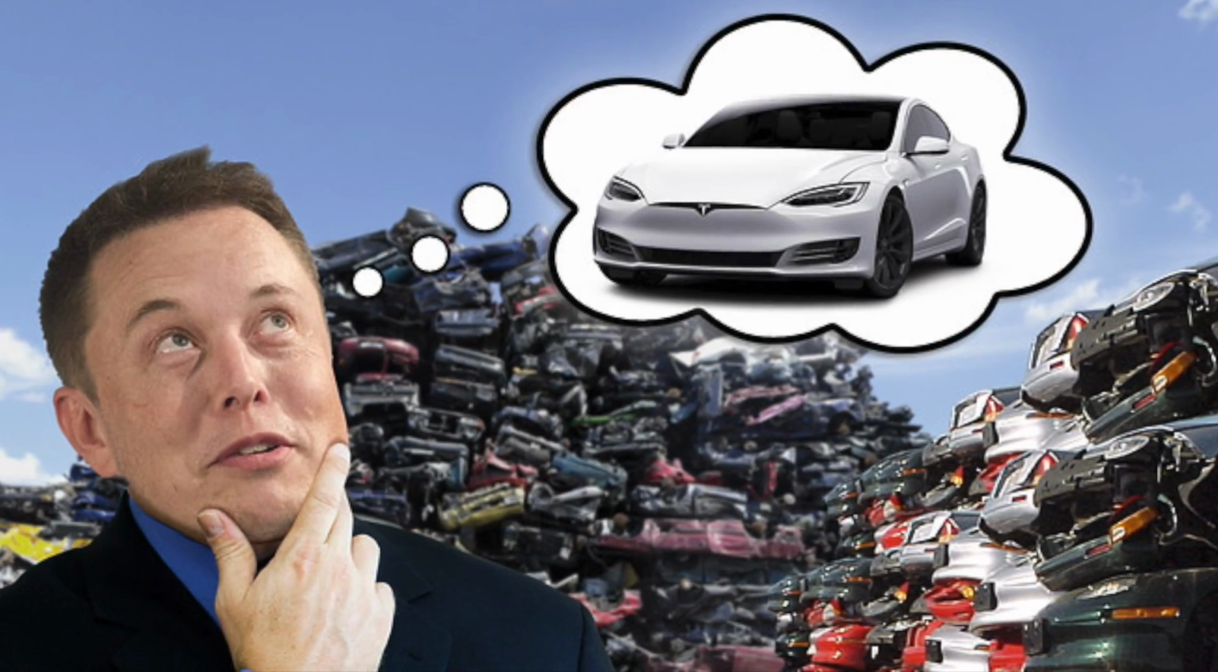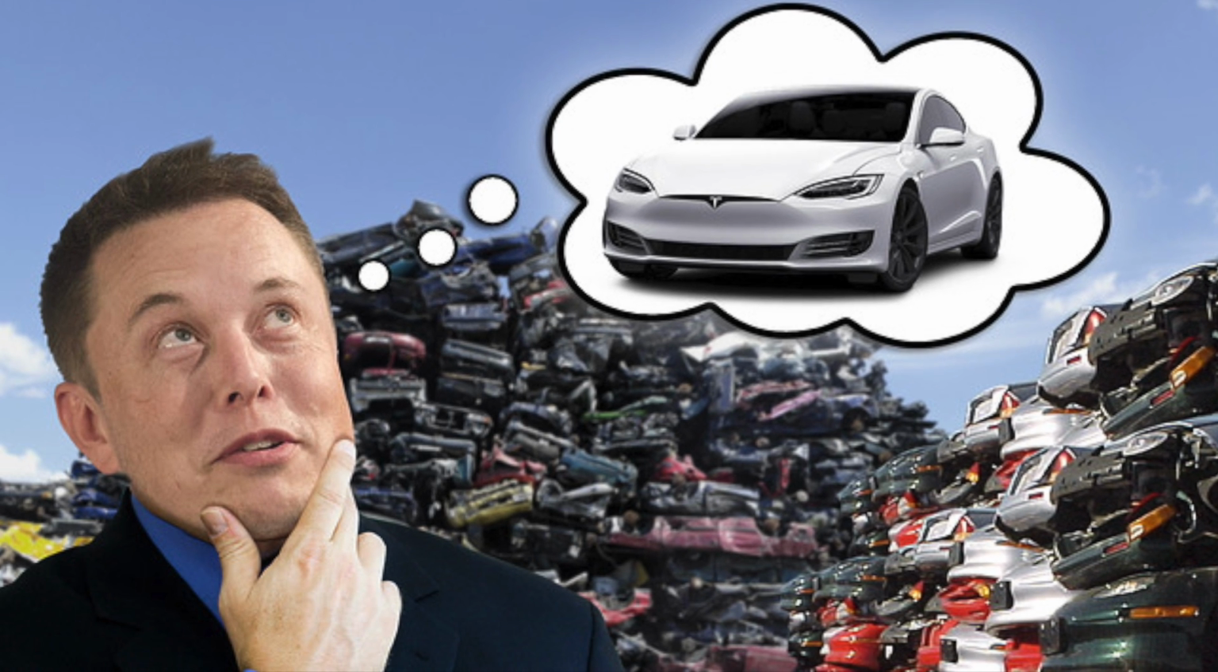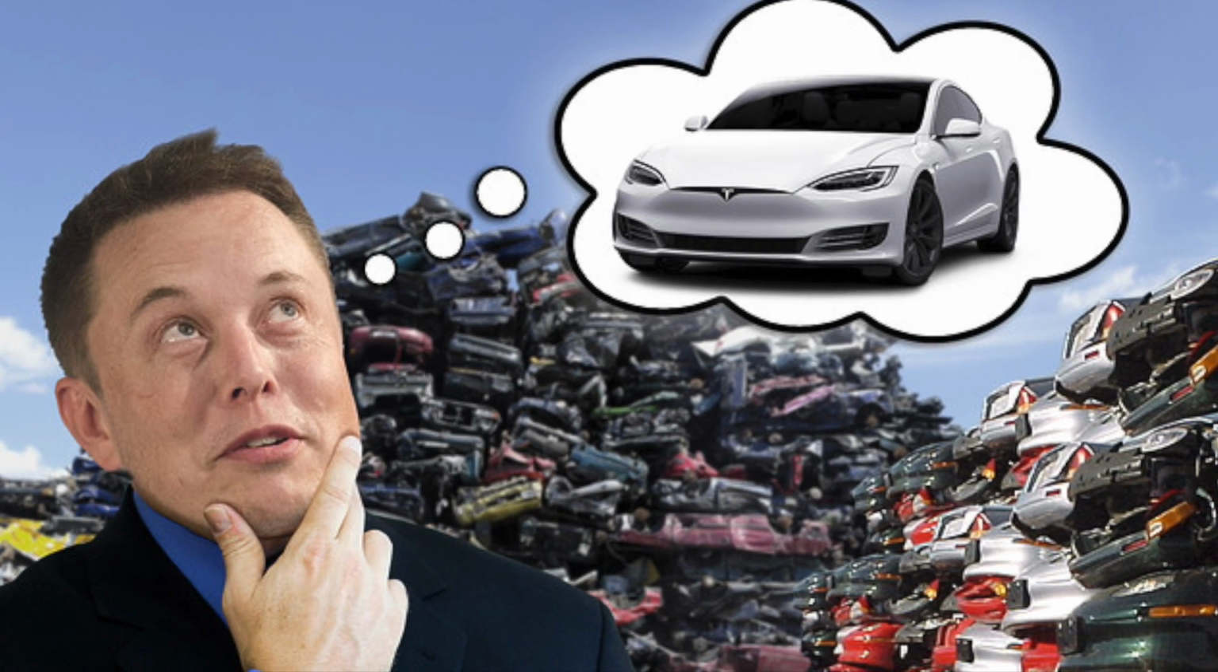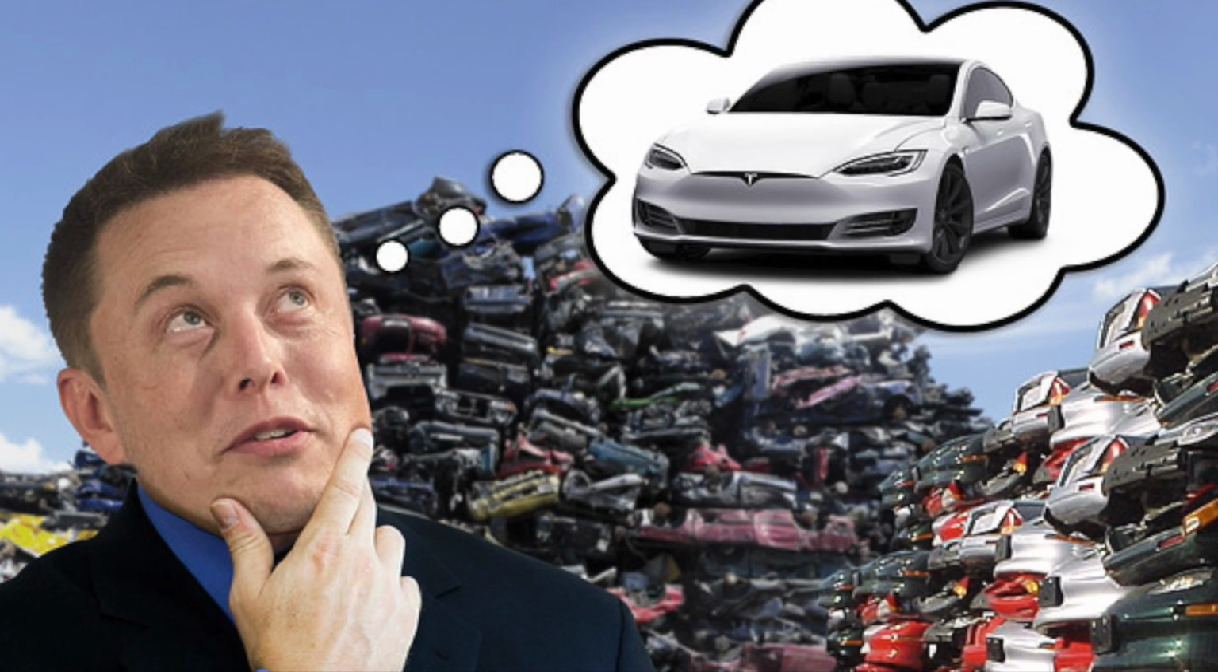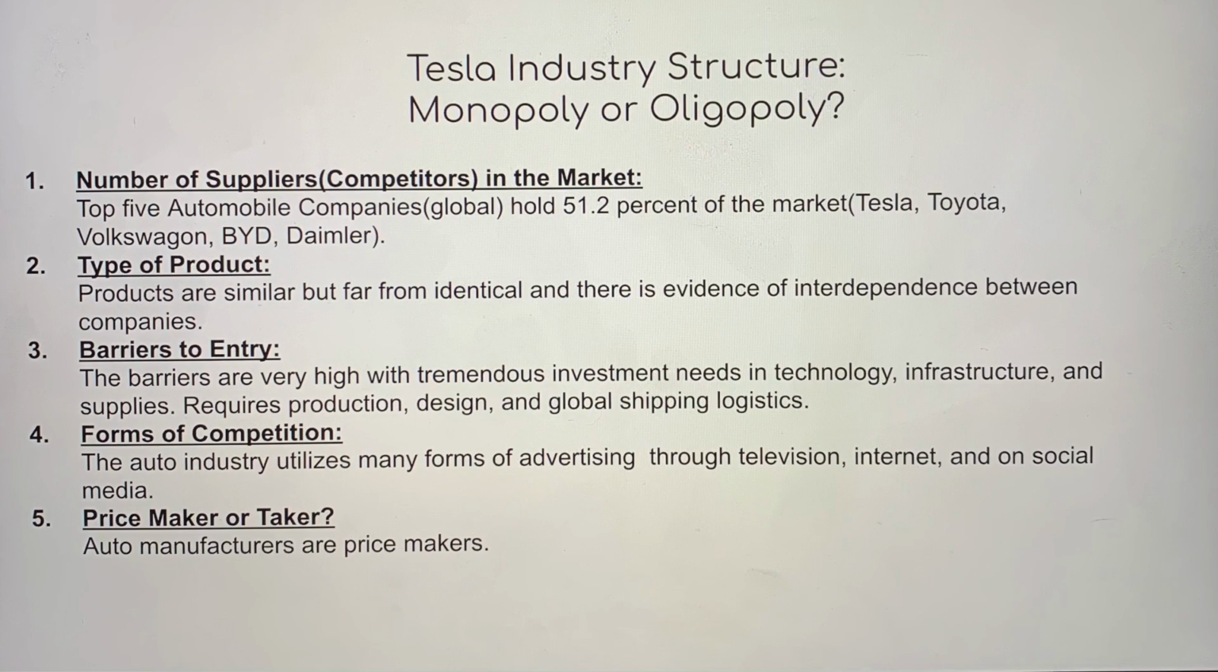So the first step to analysis is trying to figure out which industry structure Tesla lands in. Is it a monopoly? Is it an oligopoly? We'll just have to see. Here we'll look at some characteristics of Tesla's industry structure. On top we see the number of suppliers or competitors in the market, and with this we used a 5-firm concentration ratio, where we see that the top 5 automobile companies globally hold 51.2% of the market, and those include Tesla, Toyota, Volkswagen, BYD, and Daimler.